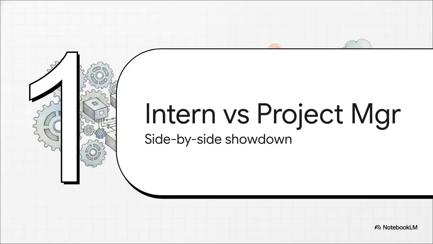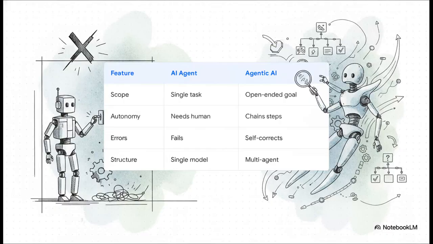Section 4. Intern versus Project Manager. The ultimate side-by-side showdown. When we put these two head-to-head, the differences are night and day. Notice the difference in scope. An agent handles one well-defined task, while an agentic AI takes an open-ended goal and actively breaks it down. For decision-making, the agent makes a single choice. The agentic system makes an ongoing sequence of adaptable decisions.